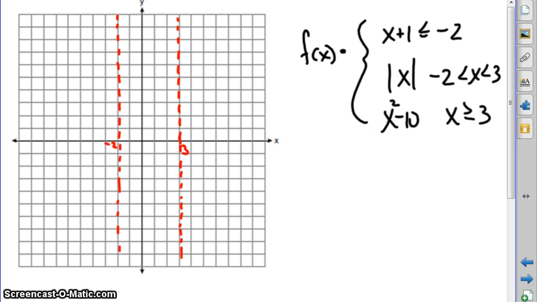Now, I'm going to start with this first one. x plus 1, less than or equal to negative 2. I'm allowed to equal negative 2. So when I look at this, I'm looking at closed, open, and closed. And I'm going to plug in. So at negative 2, I plug in, and I got negative 2 plus 1 is negative 1. And not only that, it's closed, so I put a solid.